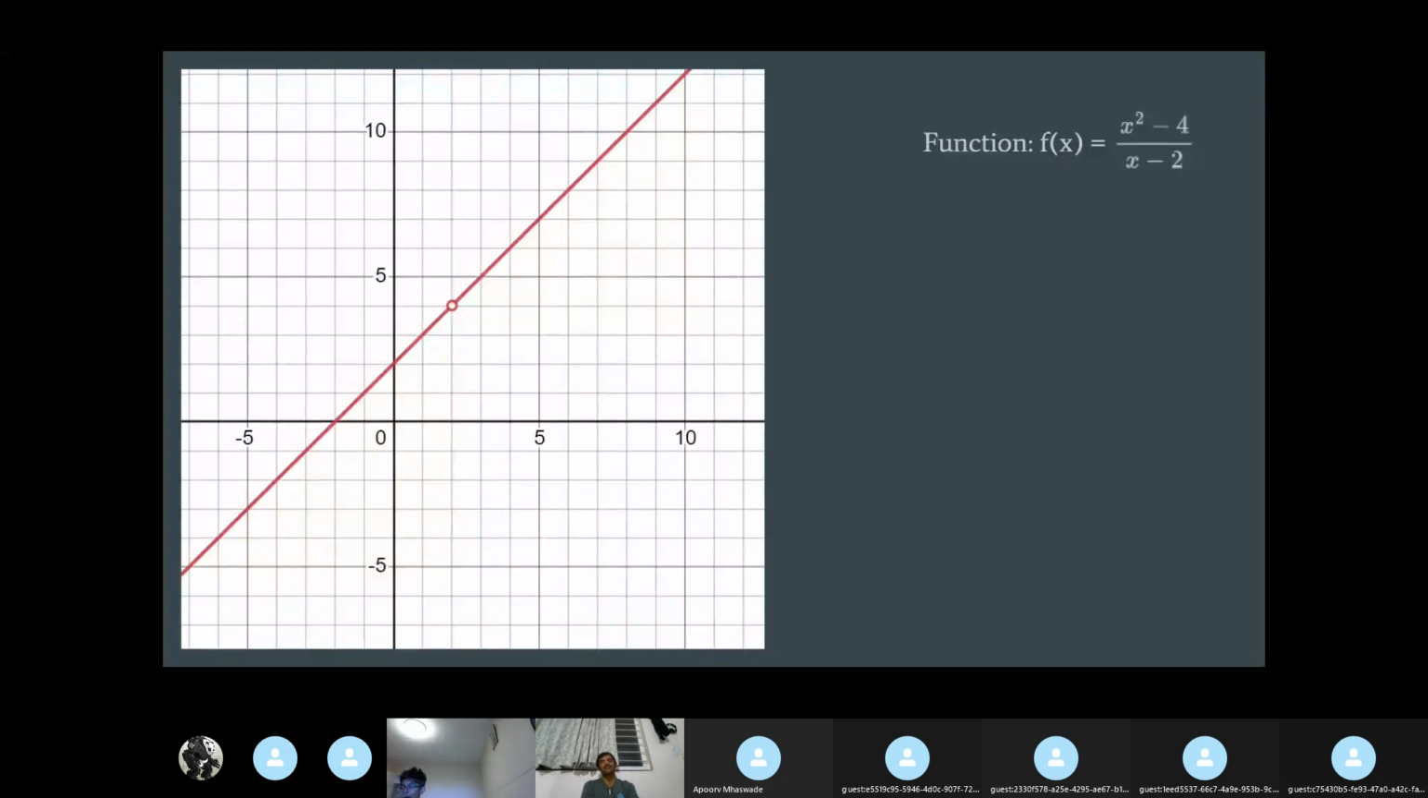4? Because obviously you can simplify x squared minus 4 over x minus 2 to x plus 2. But are the functions f of x equal to x squared minus 4 over x minus 2 and f of x equal to x plus 2 equal? Are they the same function?